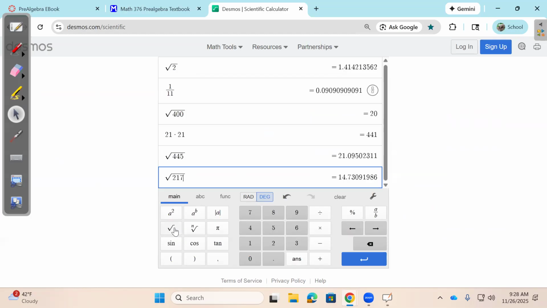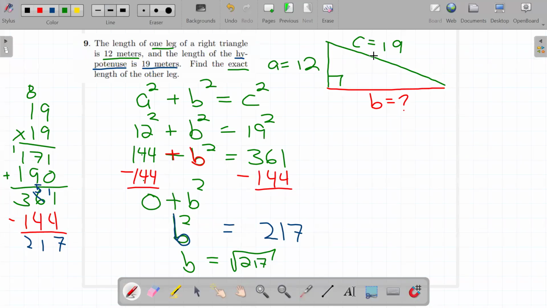14.73091986. Do we see a pattern in that decimal that repeats? The answer is no. So that means that's a rounded answer, not an exact answer. So I don't need to write that down, because the problem said give me the exact answer. The calculator answer doesn't seem to be exact, so I would stop here and say I'm pretty sure that's the exact length of this other side.